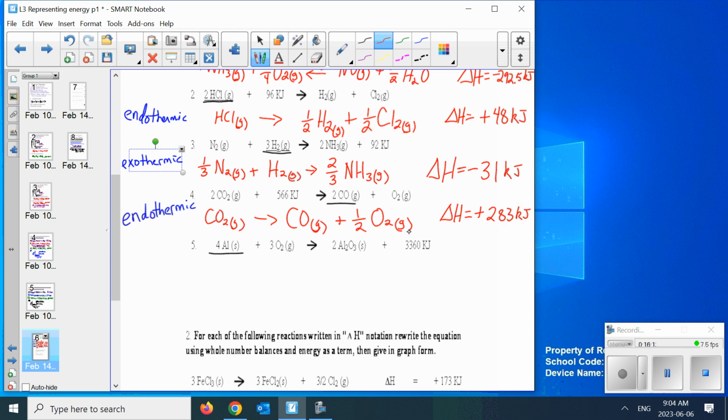And number 5. Divide everything by 4 because it's aluminum that is underlined. So 1 group of aluminum, 3 out of 4, and 2 out of 4, which I know is a half. And the delta H, this is exothermic, so it would be negative 840.